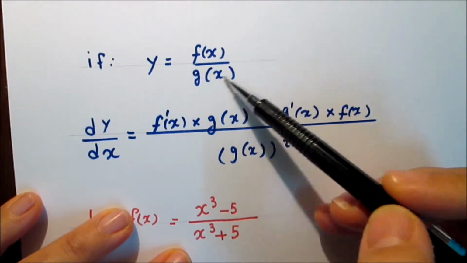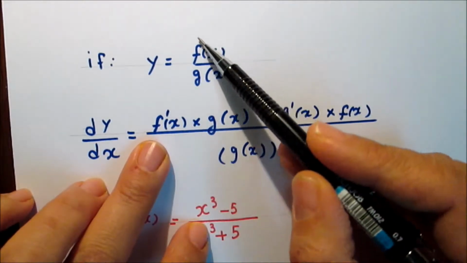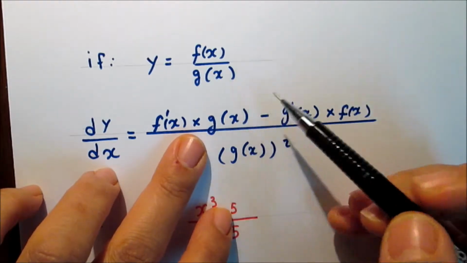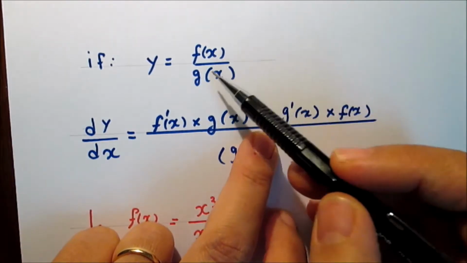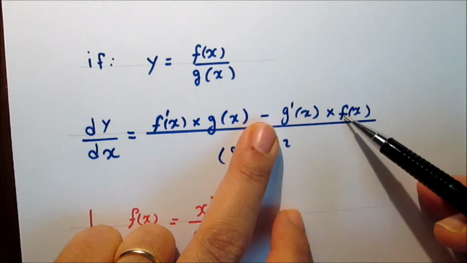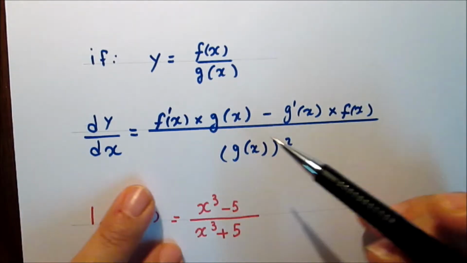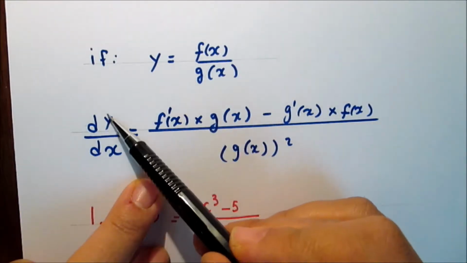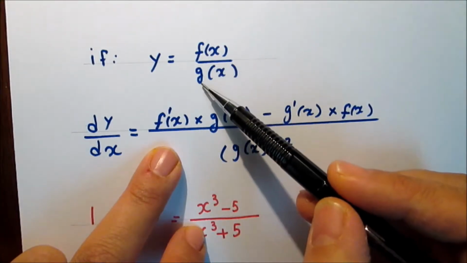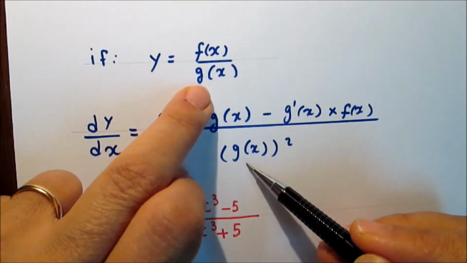So the derivative of the quotient of two differentiable functions equals the derivative of the numerator f' times the denominator g, minus the derivative of the denominator g' times the numerator f, over the square of the denominator g squared. So if y equals f over g, then dy/dx equals f' times g minus g' times f, over g squared.